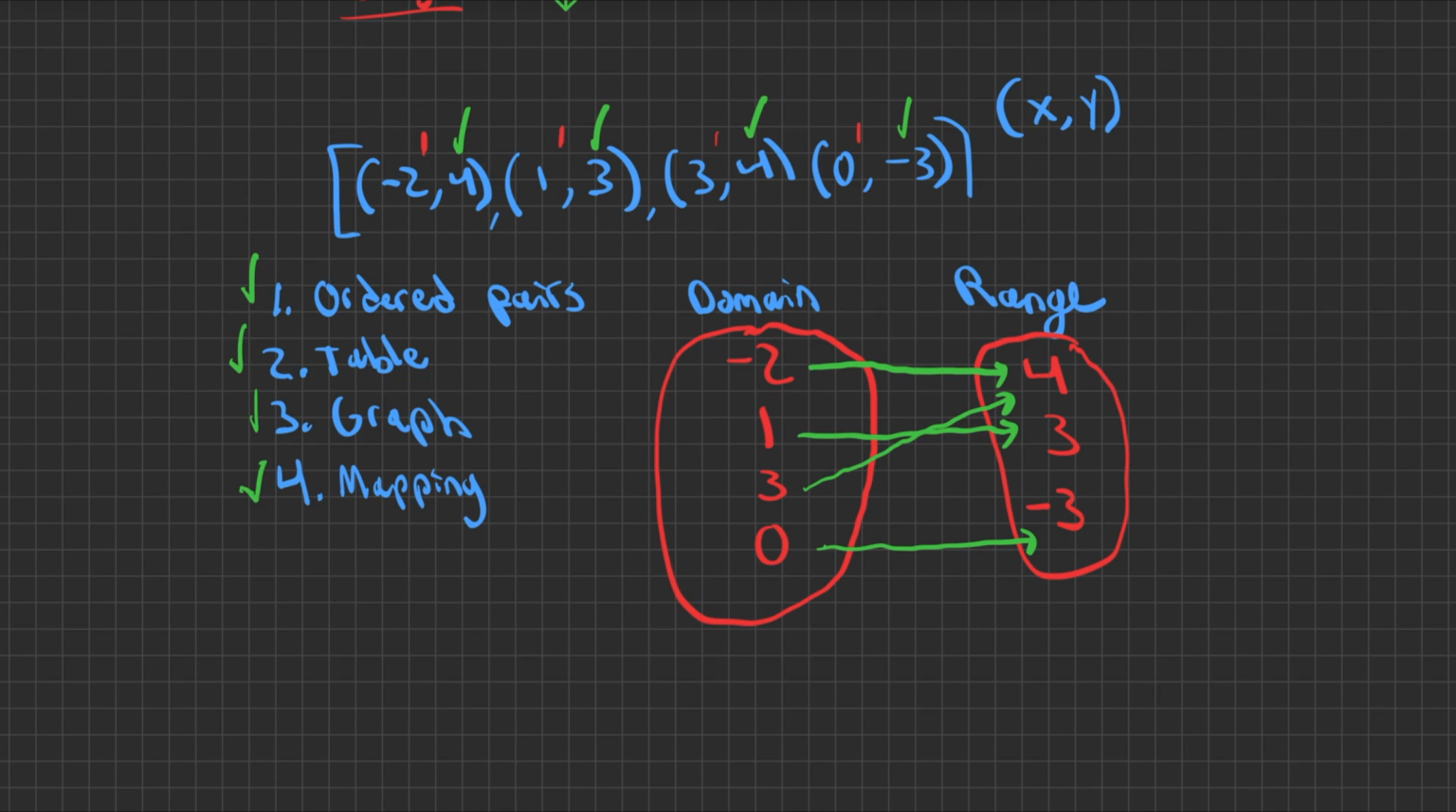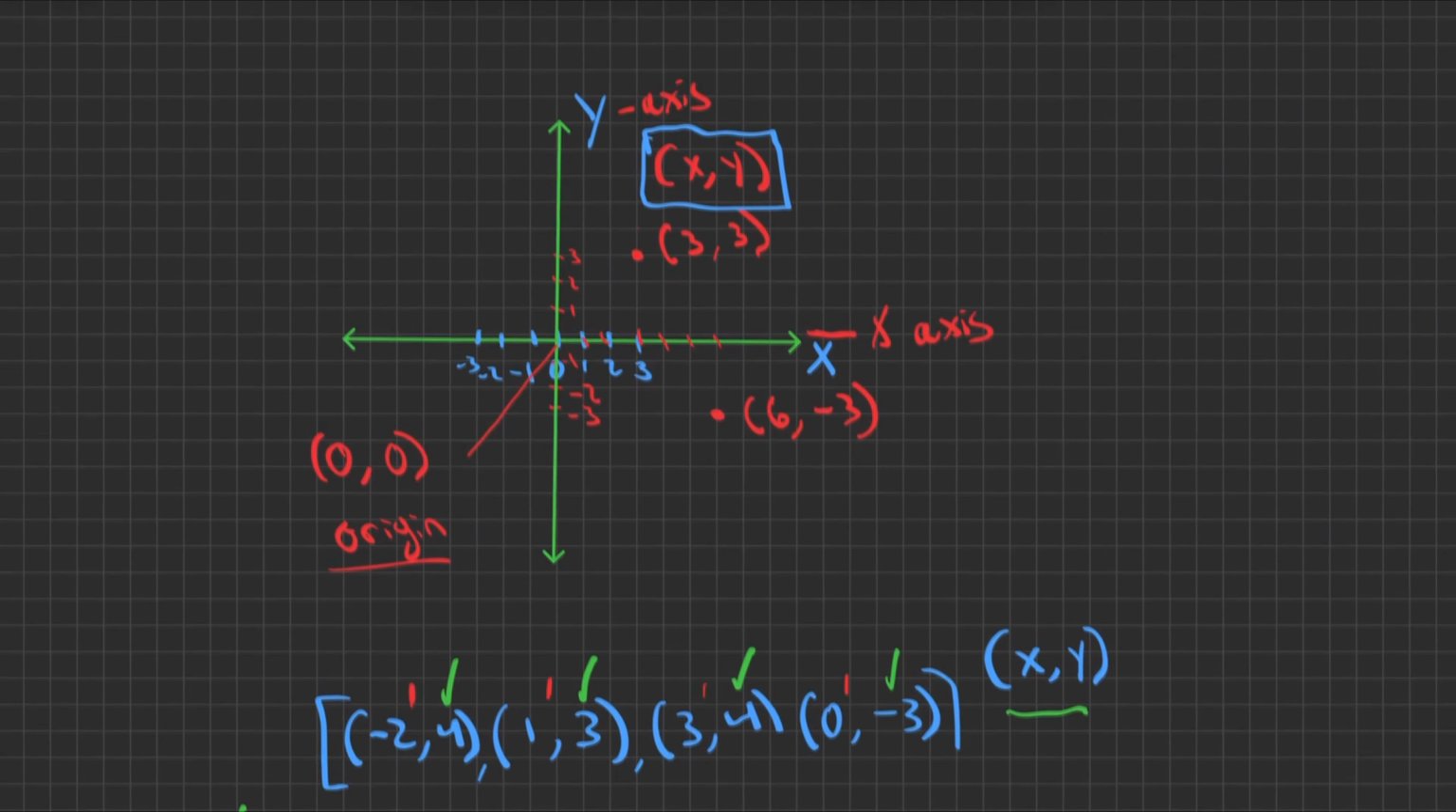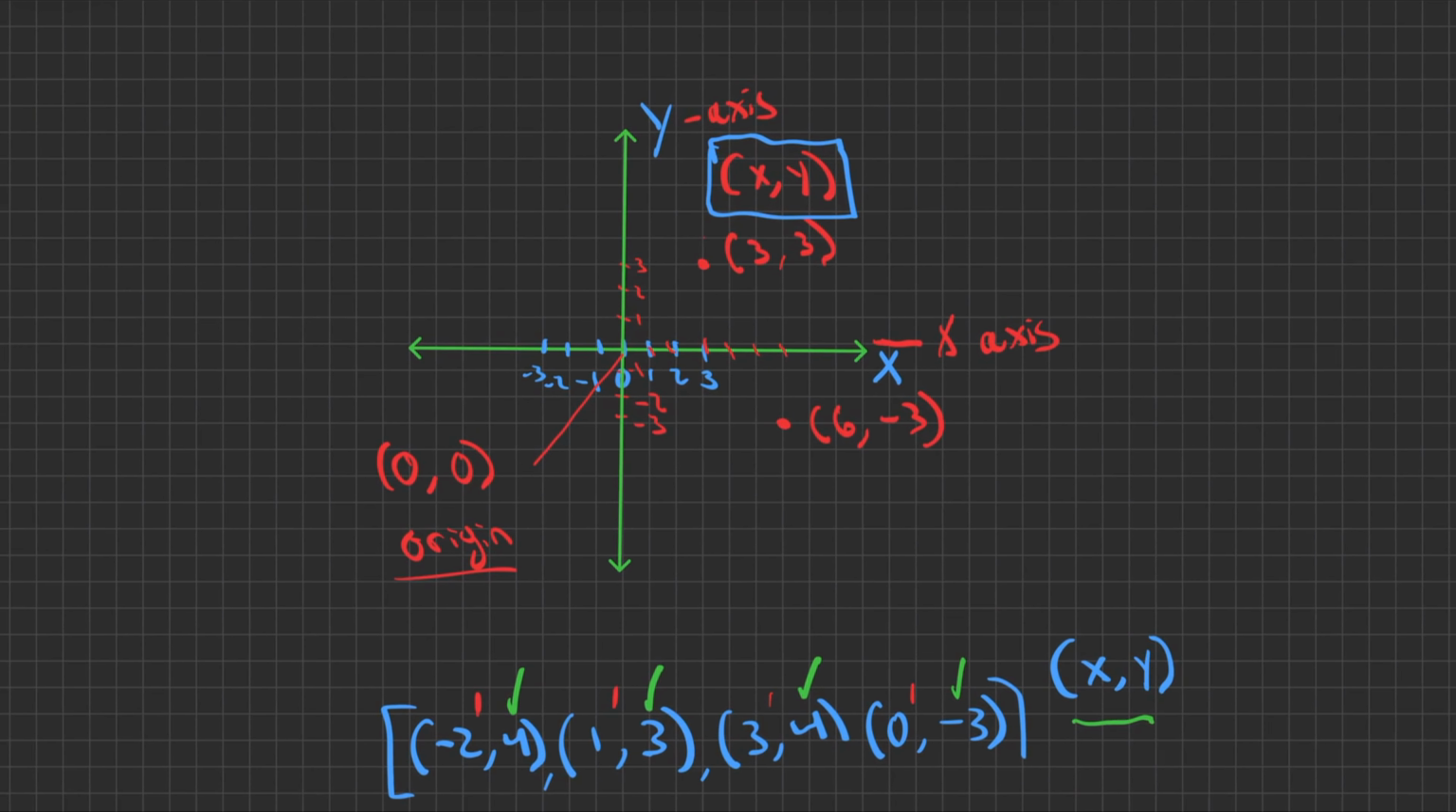All right, I hope you guys have a solid understanding of the coordinate system, ordered pairs, and relations. We went through all 4 ways to write a relation. They're pretty straightforward. And the coordinate system is also pretty straightforward. It's just 2 number lines, and you can use an ordered pair of the form x, y to denote any point on the graph. That's it.